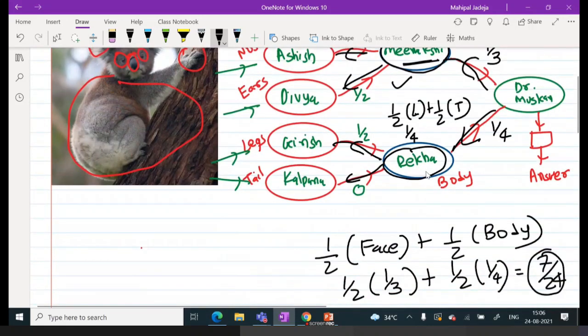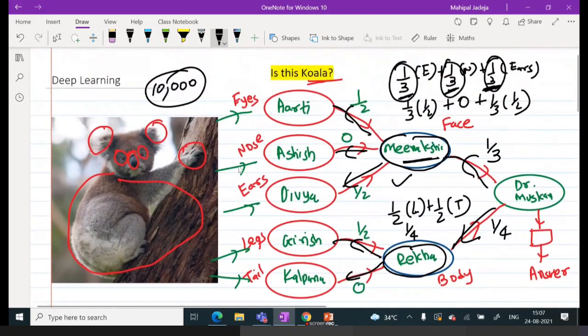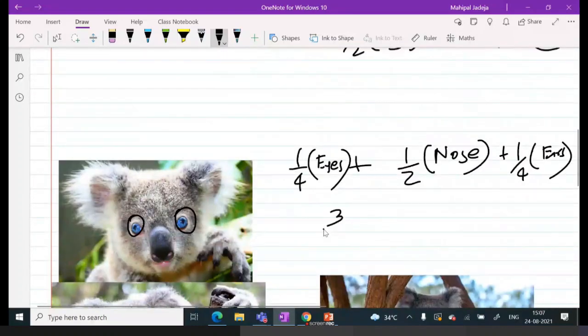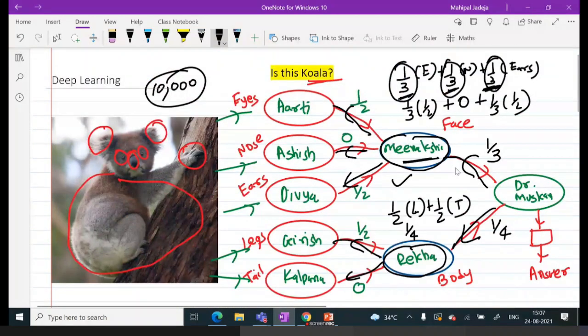Similarly, Rekha will understand the importance of legs is more, because in some images even tails are not that much visible. So what she will do, she will give 3 by 4, let's say 75% importance to legs and 1 by 4 importance to tail, right? And now this team will work very nicely, and they are going to predict whether the given image is of a koala or not.